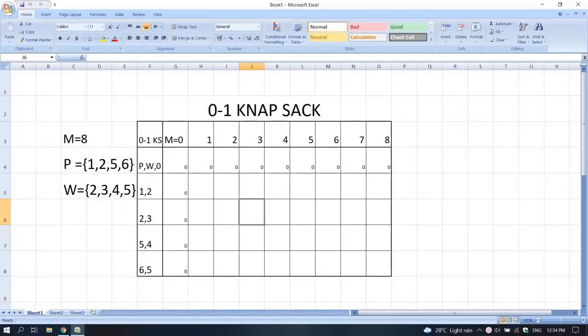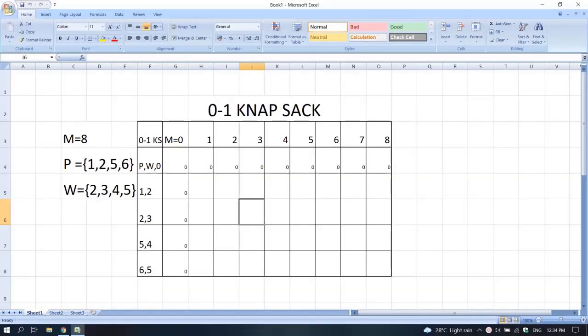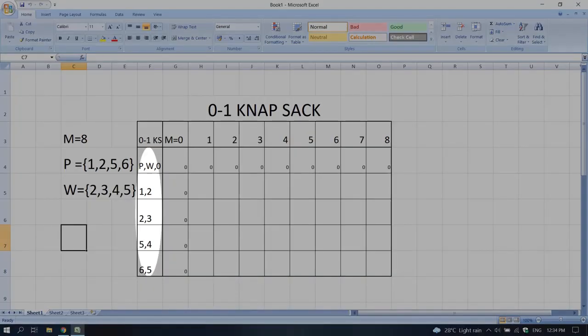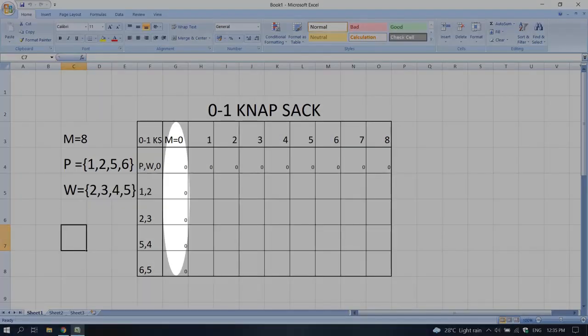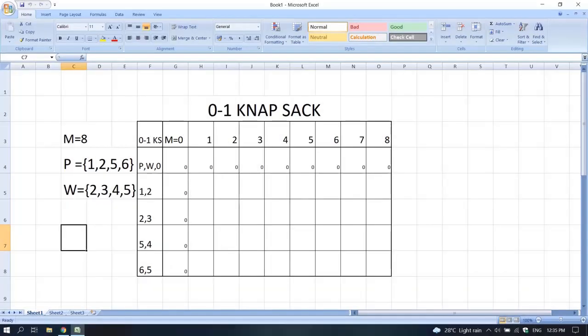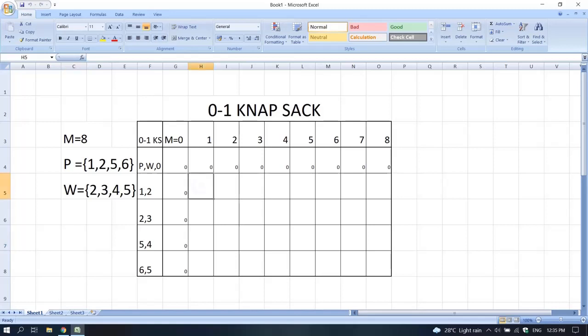So we are making a table here in which the columns are the capacity of the bag from 0 to 8, because in this case the capacity is 8, and the rows are the profit and weight. So we have considered from 0 to 8. For filling this table, for capacity equal to 0, we cannot add any object in this bag, so the profit is going to be 0. Similarly, the first column will also contain 0. Now we will start filling from this cell.